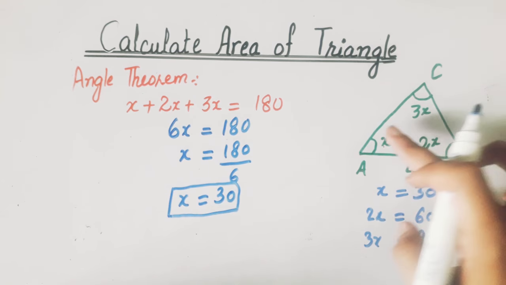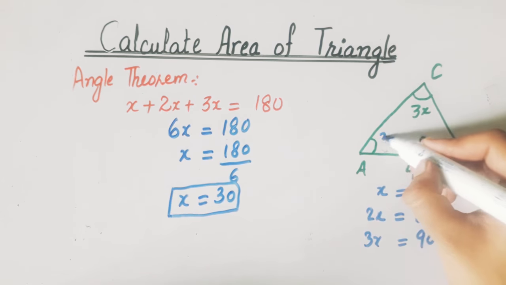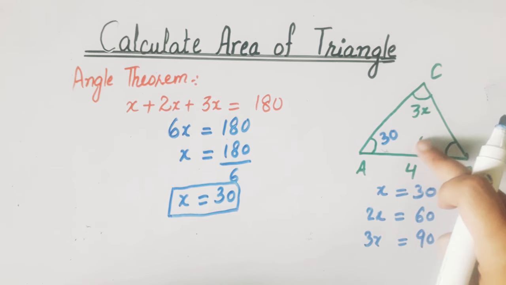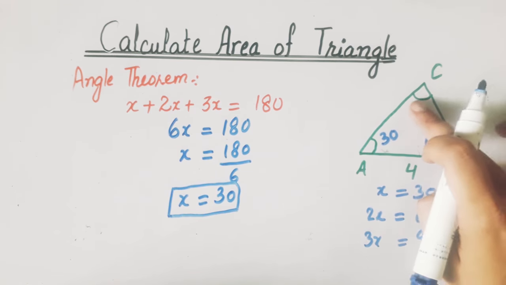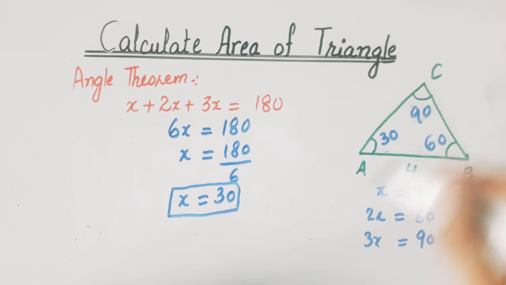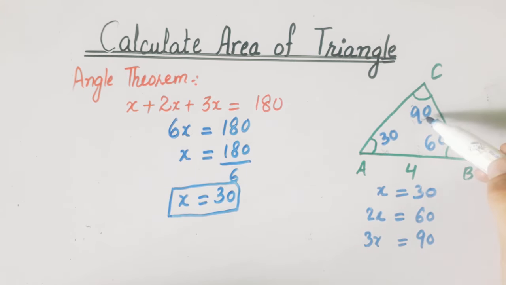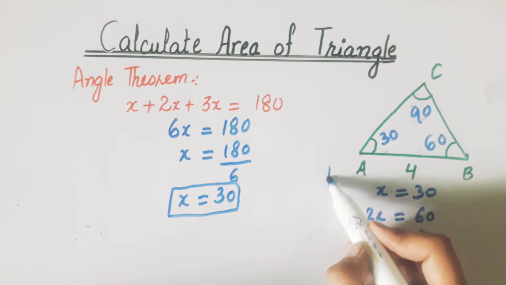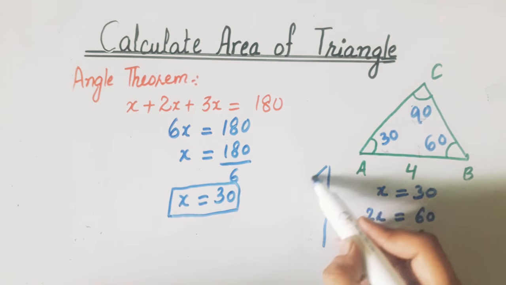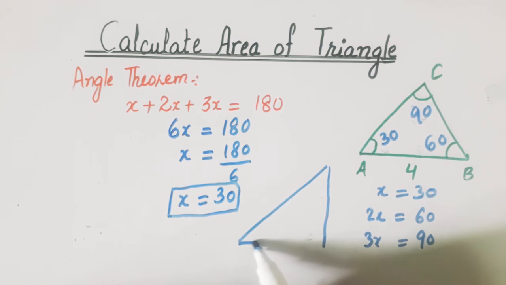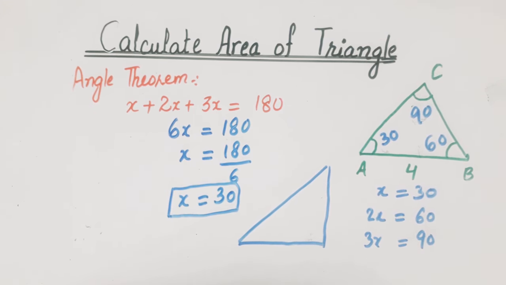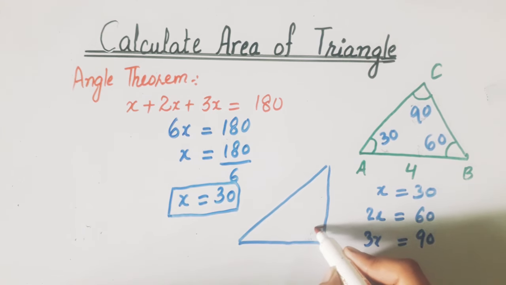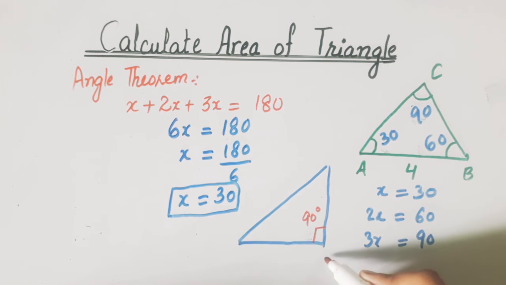Now we will write the values here. x equals 30, 2x equals 60 and 3x equals 90. Now you can see this will become a right angle triangle because one angle is 90 degrees. So we will draw this triangle here. This is a right angle triangle and this angle is 90 degrees at C.